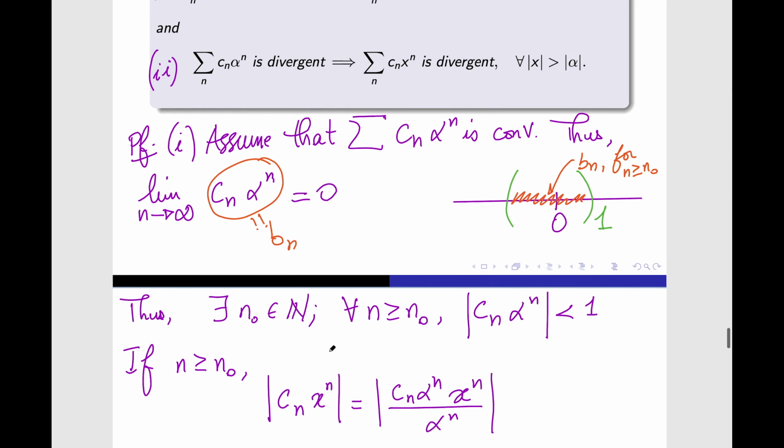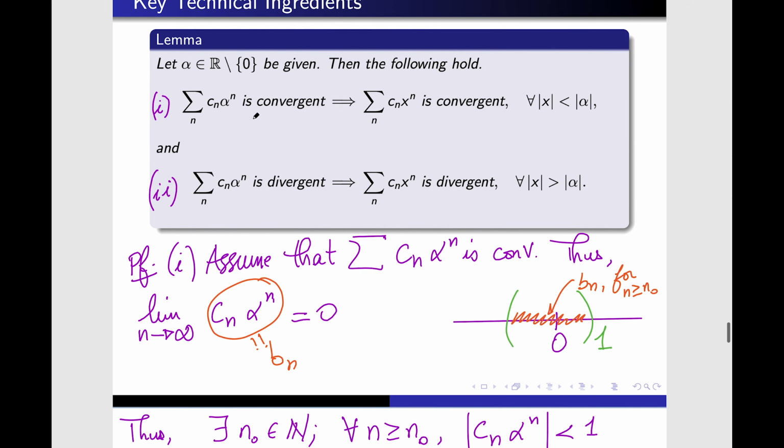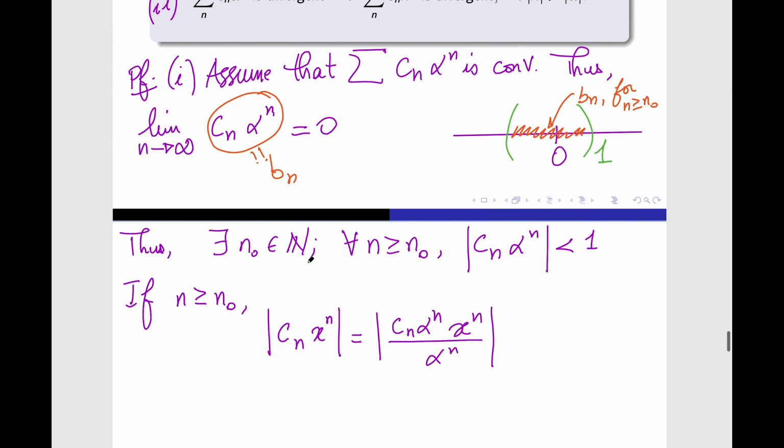I can do so as long as alpha is not 0, right? And alpha is not 0. Agree with this? Alpha is not 0. So I'm dividing by alpha. I can do so. So let me highlight this for you. This is because alpha is not 0.